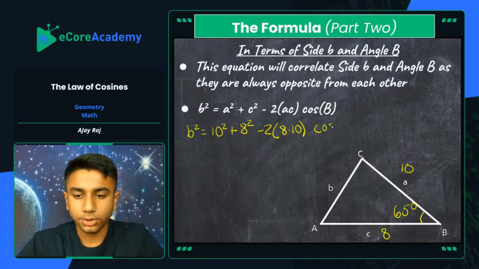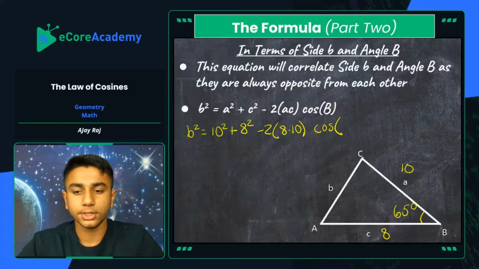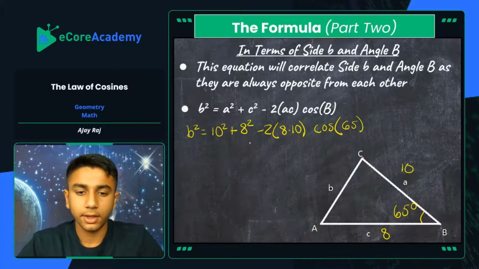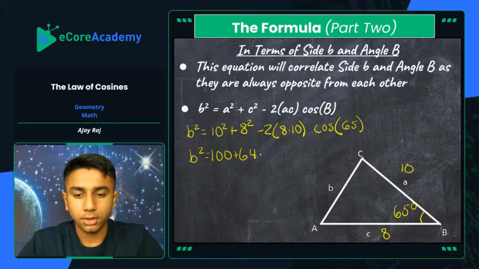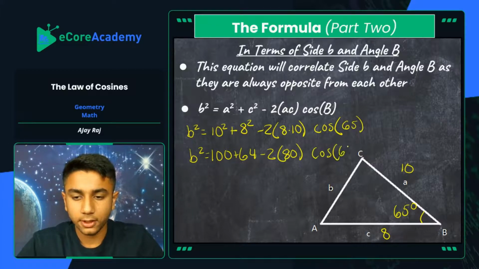multiplied by cosine of B. I like to leave cosine of B, or cosine of your angle, last. It's much easier to compute with. All you're going to do is calculate it and then multiply it separately after simplifying these like terms here. So cosine of B is going to be cosine of 65, and we have B squared equals 100 plus 64 minus 2 times 80, of course, all multiplied by cosine of 65.